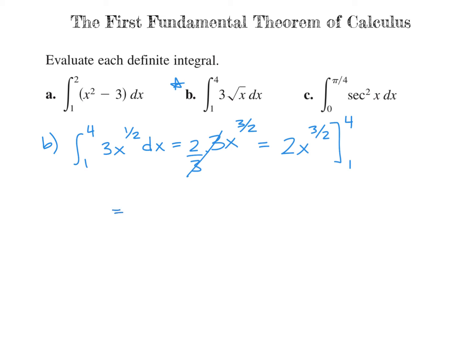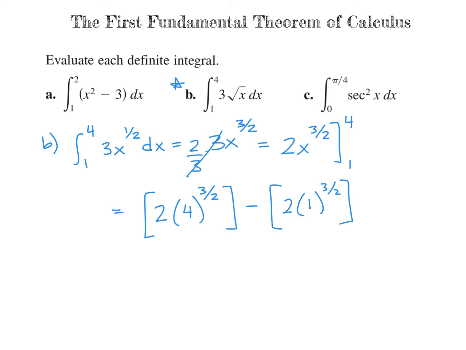So evaluating this at 4 will be 2, and then we're taking 4 and raising it to the 3/2 power. Then we want to subtract and evaluate at 1, our lower limit of integration, and do the same thing. So we'll have 2 times 1 to the 3/2 power. We have to remember from the very beginning of the year when we learned some algebra hacks here, 4 to the 3/2 or anything to the 3/2 means taking the square root and then in this case cubing it. So we're doing two different things. So we have 2 and then we're taking the square root of 4 and then cubing it.